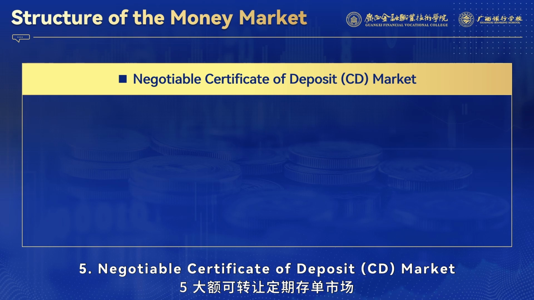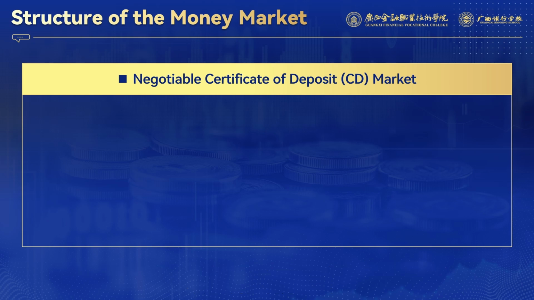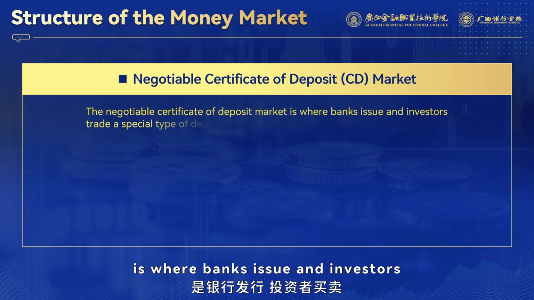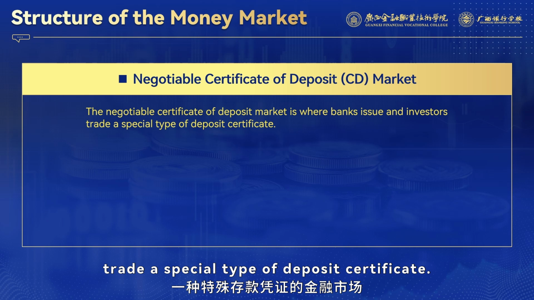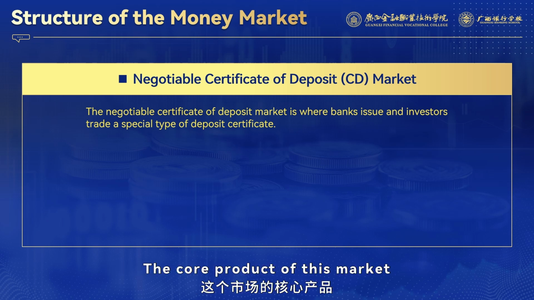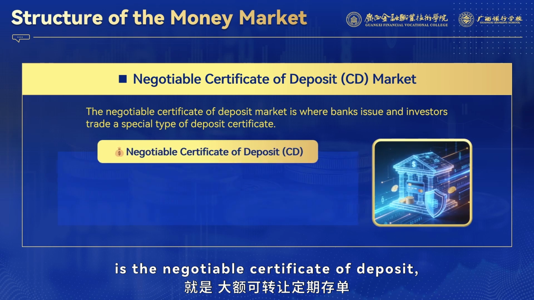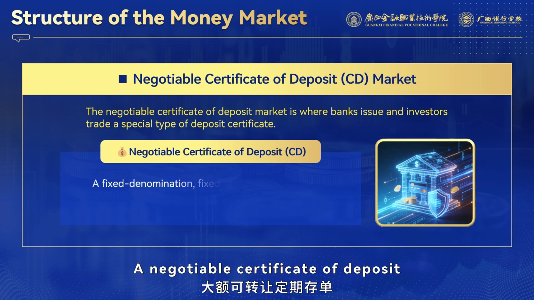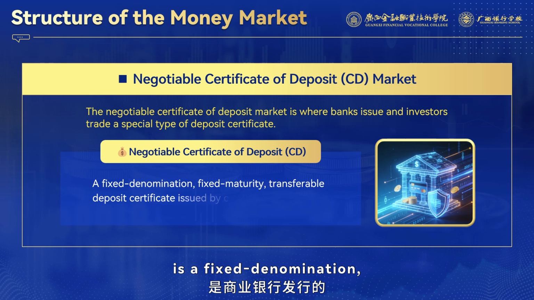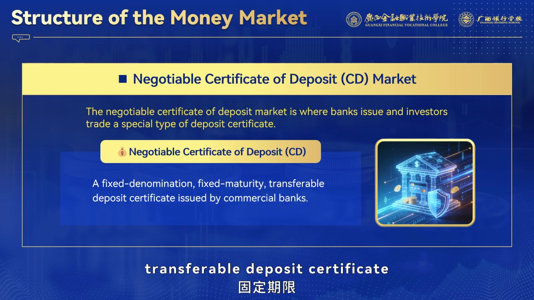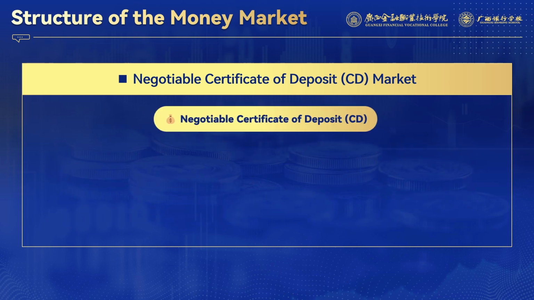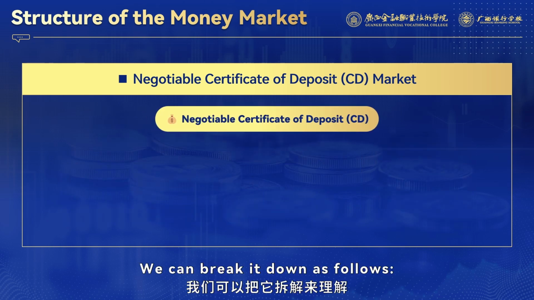5. Negotiable Certificate of Deposit Market. The negotiable certificate of deposit market is where banks issue and investors trade a special type of deposit certificate. The core product of this market is the negotiable certificate of deposit, commonly known as certificates of deposit. A negotiable certificate of deposit is a fixed denomination, fixed maturity, transferable deposit certificate issued by commercial banks. We can break it down as follows.